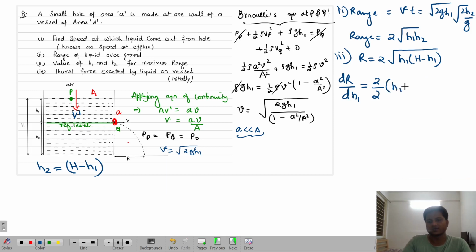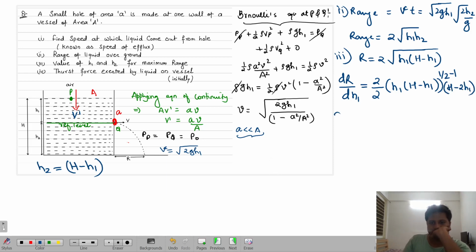Yeah, so h1 into capital H minus h1, to the power of 1 by 2 minus 1, because its power is 1 by 2. If I take the differentiation, then 1 by 2 will come. Now we will have to apply the chain rule. So this is h1 into H minus h1 square. So we will get the relation as H minus twice of h1. Is that clear or not?